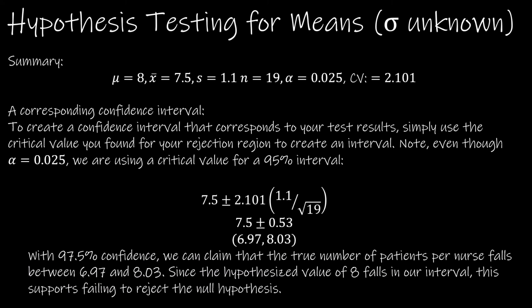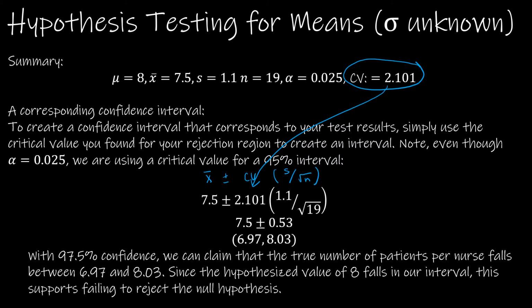Just as we did in our last video, we're also going to take a look at a corresponding confidence interval. So just as we did in our last video, we're just going to use whatever the critical value is that we used for a rejection region, and we're going to use that as the critical value in our interval. So as a reminder, this was x bar plus or minus that critical value, and then this is s divided by the square root of n.